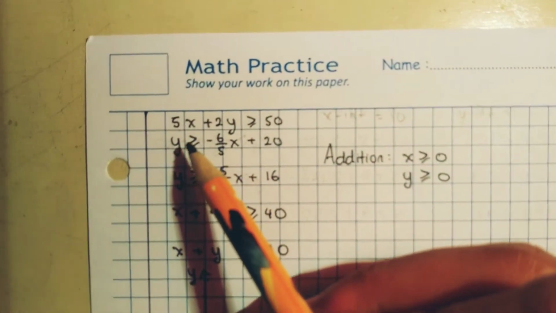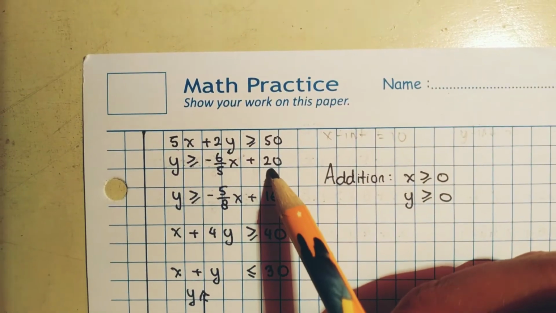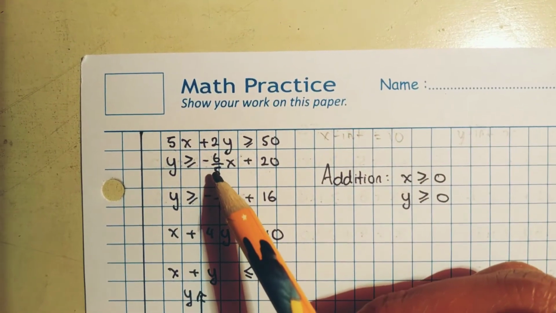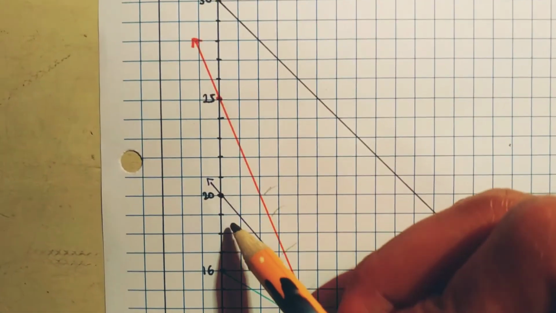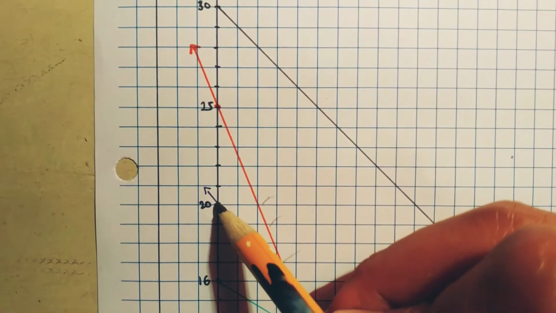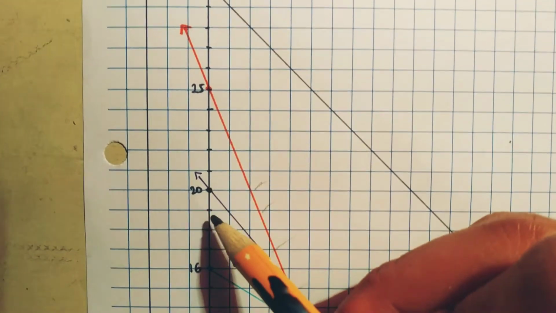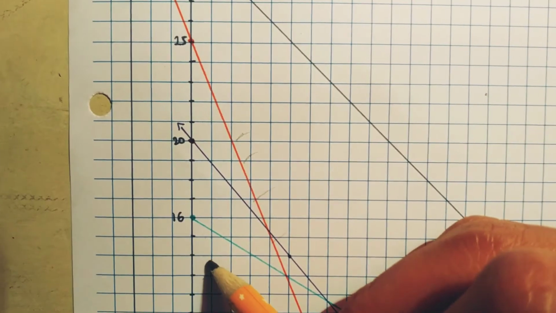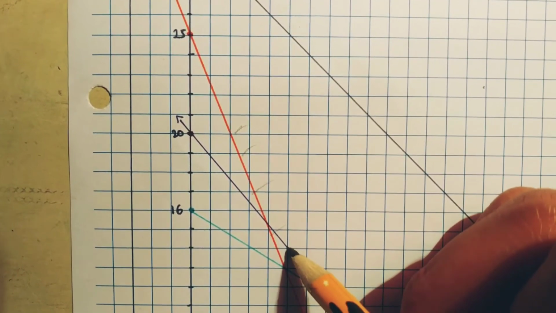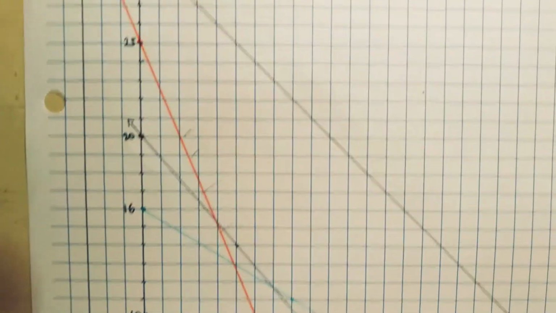And then let's go to this one. The y-intercept is 20 and the slope is negative 6 over 5. So it begins at 20, and then negative 6 over 5: down 6, 1, 2, 3, 4, 5, 6, and run 5, 1, 2, 3, 4, 5, done. And then just graph it, right?